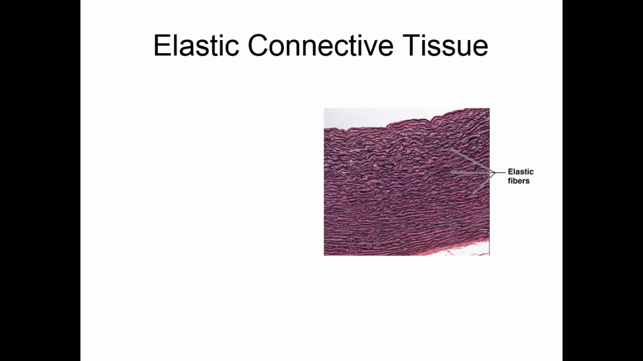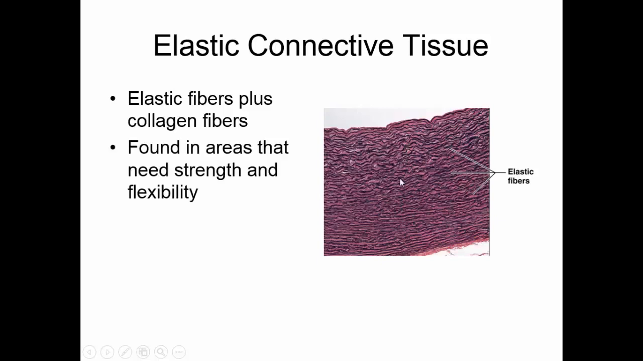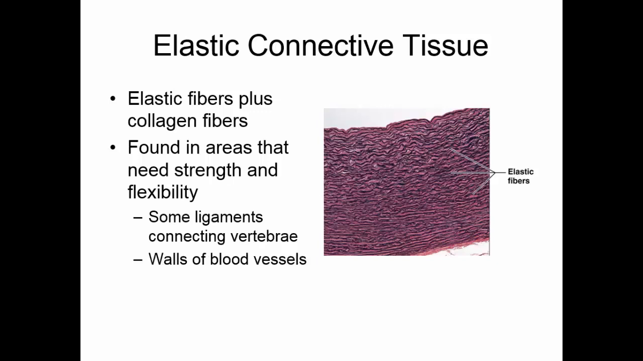Elastic connective tissue has a lot of elastic fibers in it, plus the collagen fibers. The number of collagen fibers is not quite as great as we see in a dense connective tissue, but we have quite a bit of collagen, and interspersed we have these elastic fibers. We find this in areas that need strength and a lot of flexibility. Some ligaments can stretch a little bit, so those that connect the vertebra have some elastic fibers in them, and the walls of the blood vessels have to stretch quite a bit, particularly the aorta and the larger arteries.